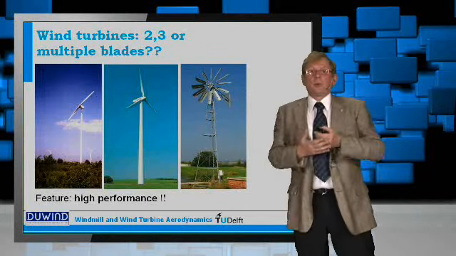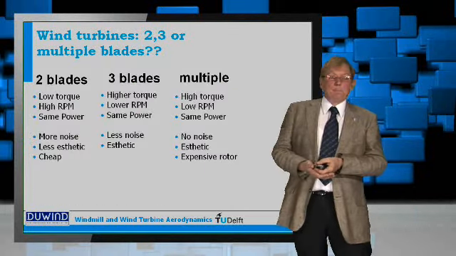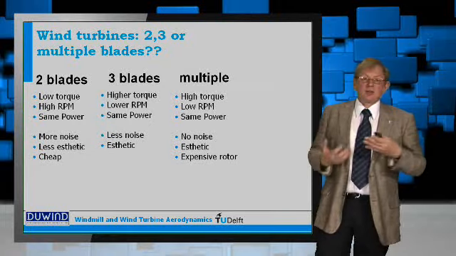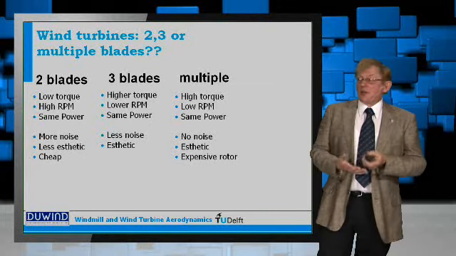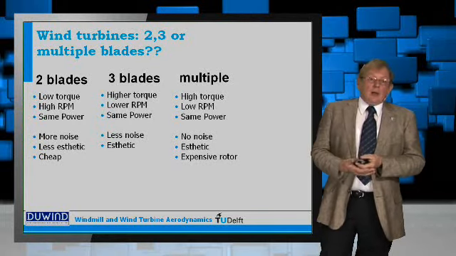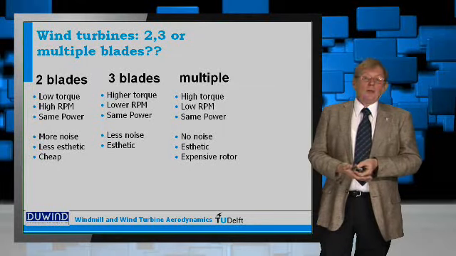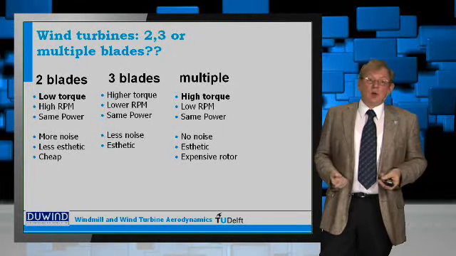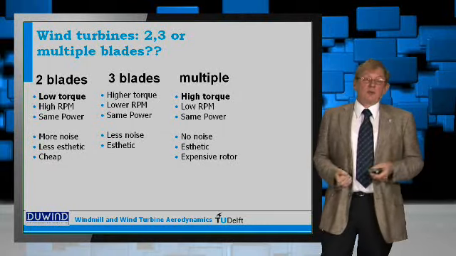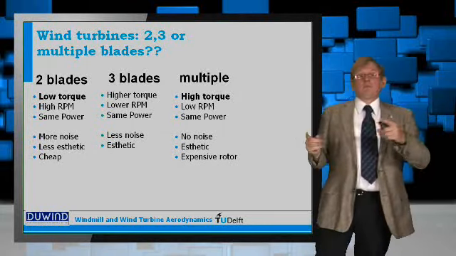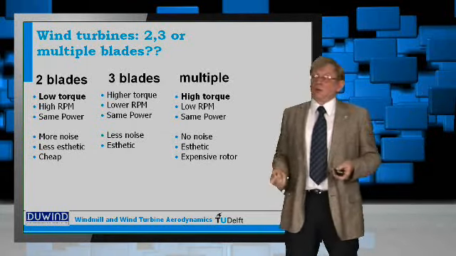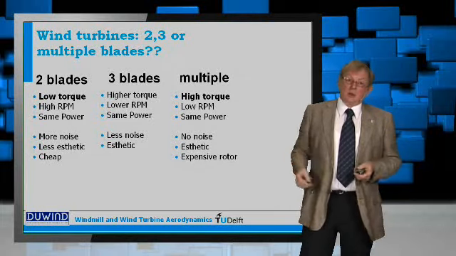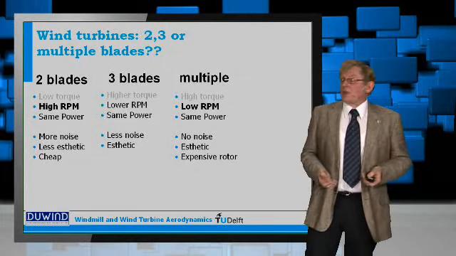Well, then what about the difference between a 2-bladed wind turbine, a 3-bladed wind turbine, or a multiple-bladed wind turbine? Well, here I've summarized some of the characteristics of the different wind turbines. If you have a 2-bladed wind turbine, then you have a very low torque with a very high rotational speed. Whereas if you have a multiple-bladed wind turbine, it has a high torque, but it rotates very slowly. This is what you can see over here.